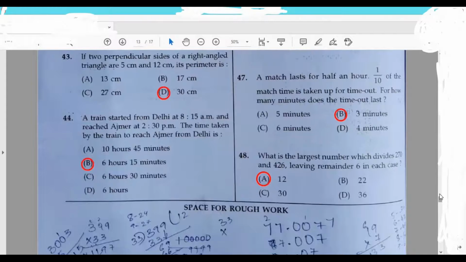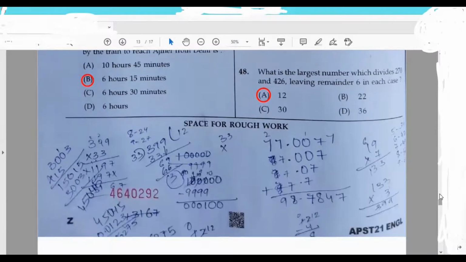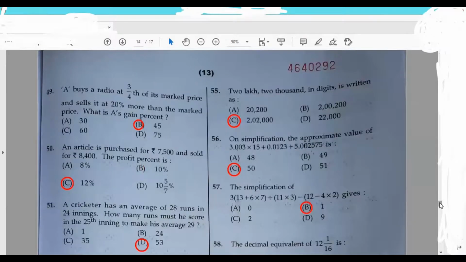It is also based on the fraction method, and the 48th is just a remainder, you have to find out the largest number by this method. Okay, so 48th, it is A. 49th, the answer is B. You have to apply the gain percent formula. For 50th, the answer is C. You have to apply the profit percent formula.